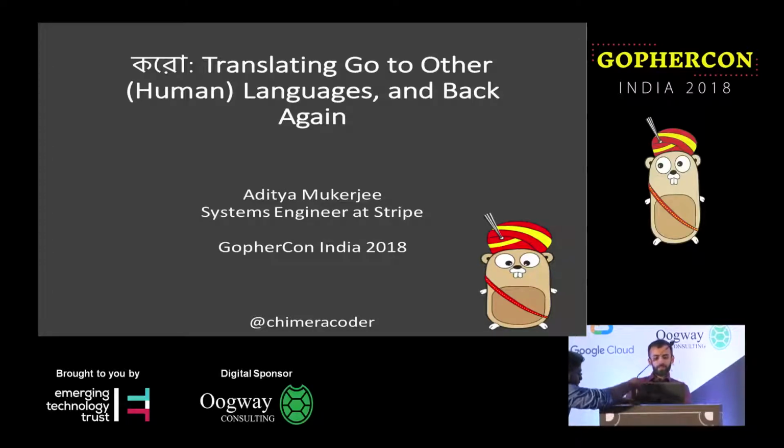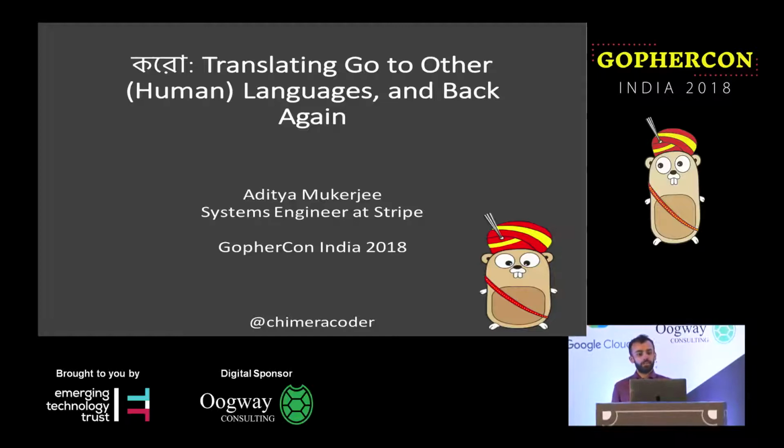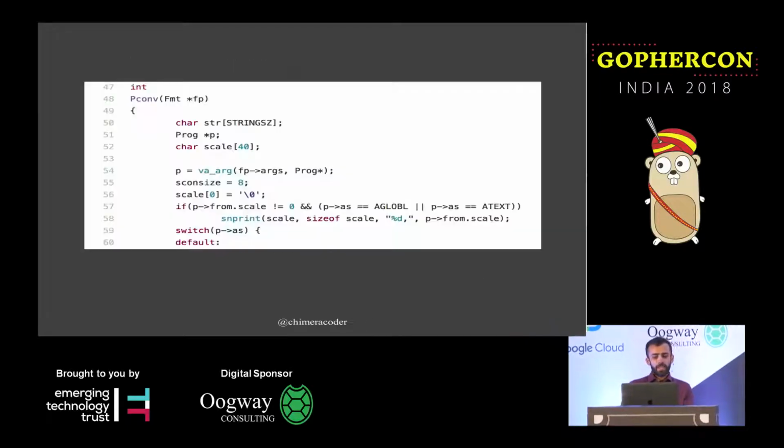As Gautam mentioned, my name is Aditya, and this talk is titled Goro, Translating Go to Other Human Languages and Back Again. For those of you who don't know me, I'm a systems engineer at Stripe, and that means that my job is to write open source software for monitoring and reliability. And I've been writing Go full-time for the past 5 years now. Actually 6 years now. So a lot has changed in that time.